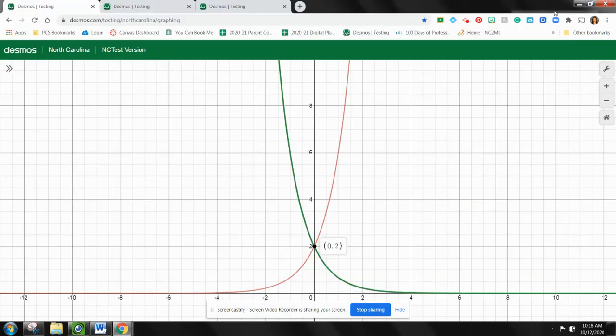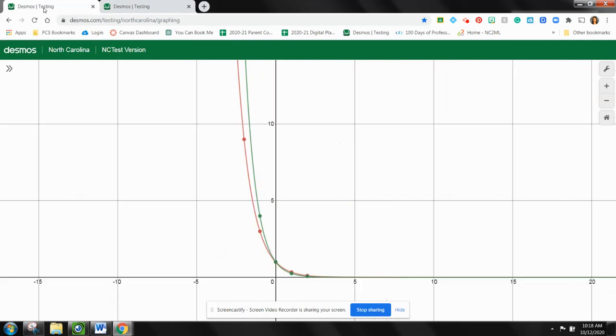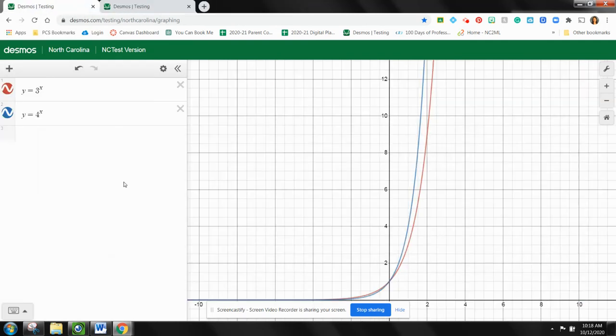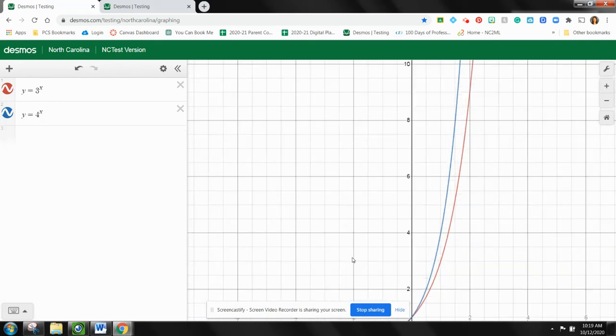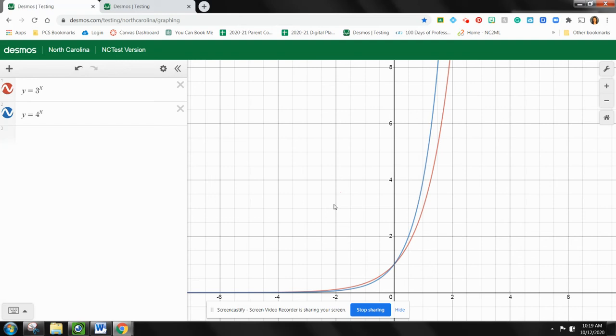So now the question is, what if we start comparing some other functions? So I'm going to look at 3 to the power of x and 4 to the power of x. And what I want to determine is which graph is increasing faster. So if it's increasing faster, that means the y values are getting larger quicker.